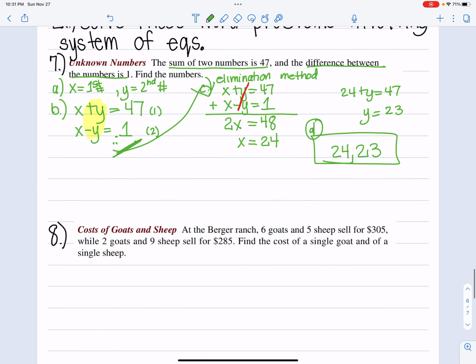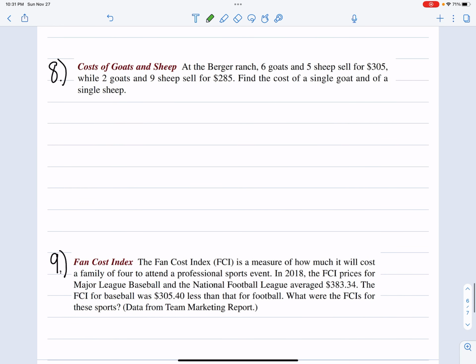Okay? Second one, look what we're dealing with. Cost of goats and sheep. At the Burger Ranch, 6 goats and 5 sheep sell for $305, while 2 goats and 9 sheep sell for $285. Find the cost of a single goat and a single sheep.